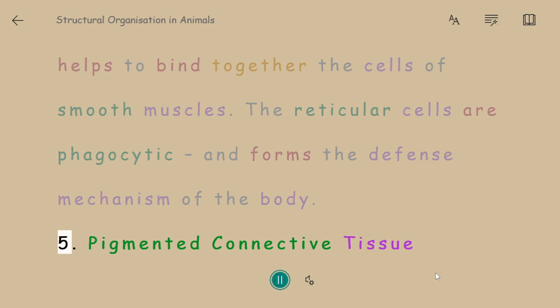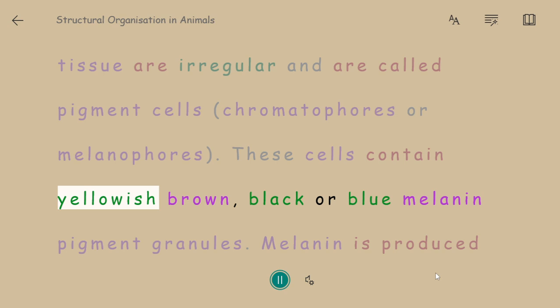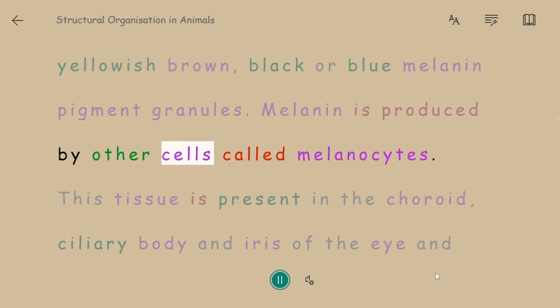5. Pigmented connective tissue. The cells of pigmented connective tissue are irregular and are called pigment cells, chromatophores, or melanophores. These cells contain yellowish-brown, black or blue melanin pigment granules. Melanin is produced by other cells called melanocytes. This tissue is present in the choroid, ciliary body, and iris of the eye and dermis of the human skin. Functions: it gives color to the structures.